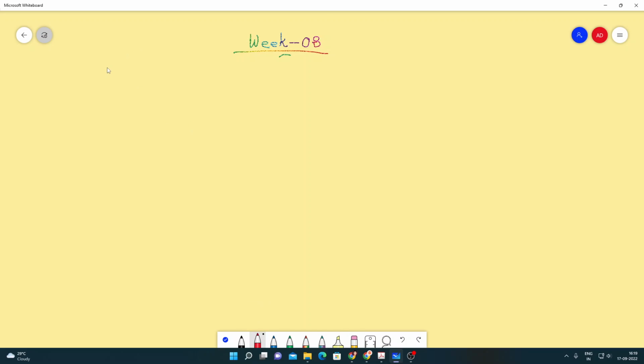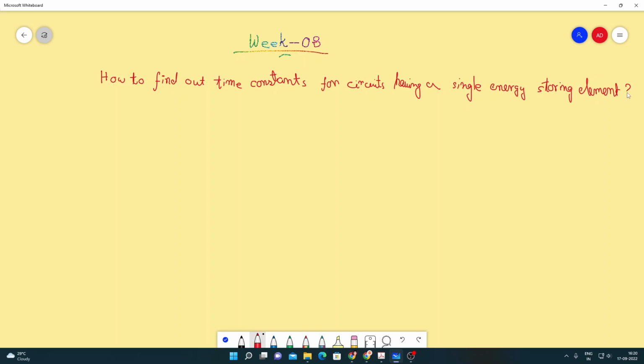So the question that we are going to address today is how to find out time constants for circuits having a single energy storing element.